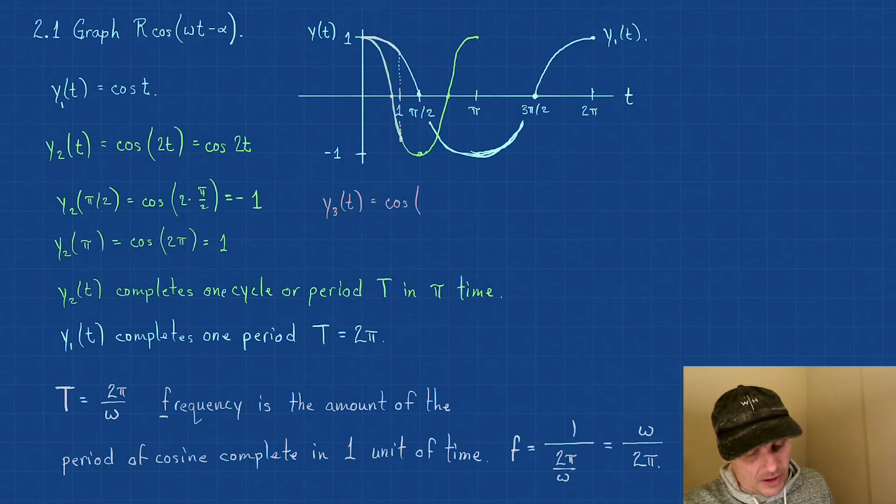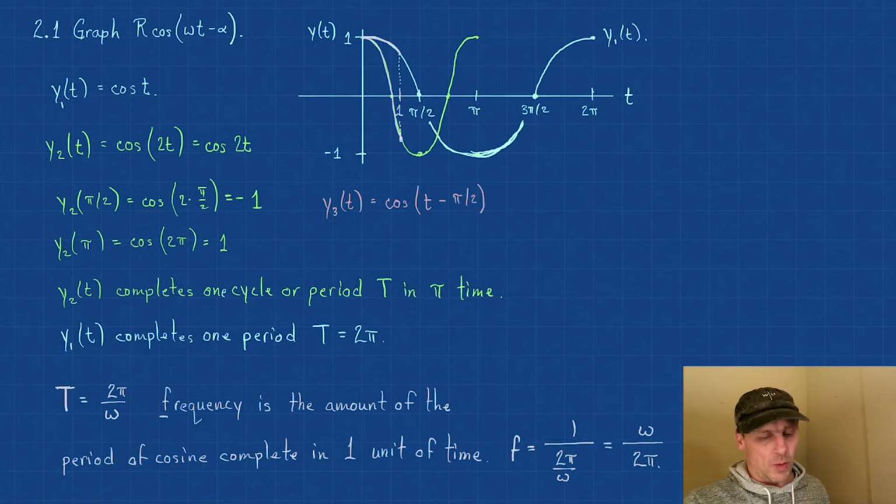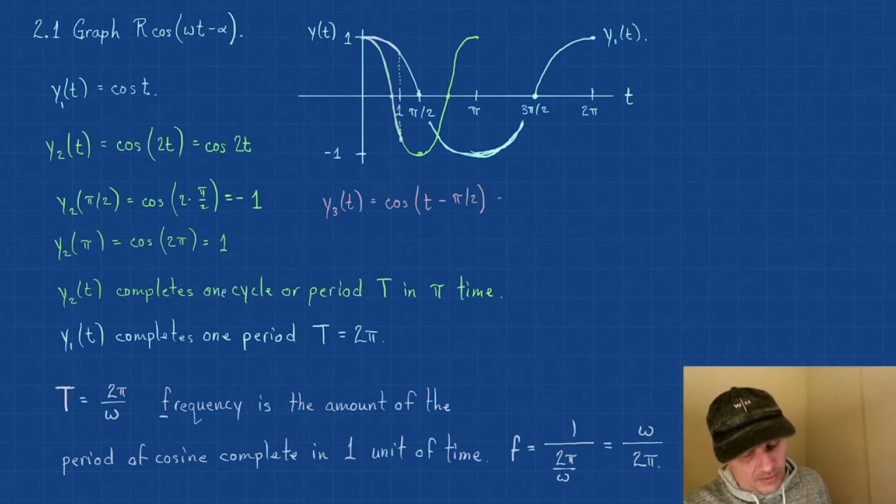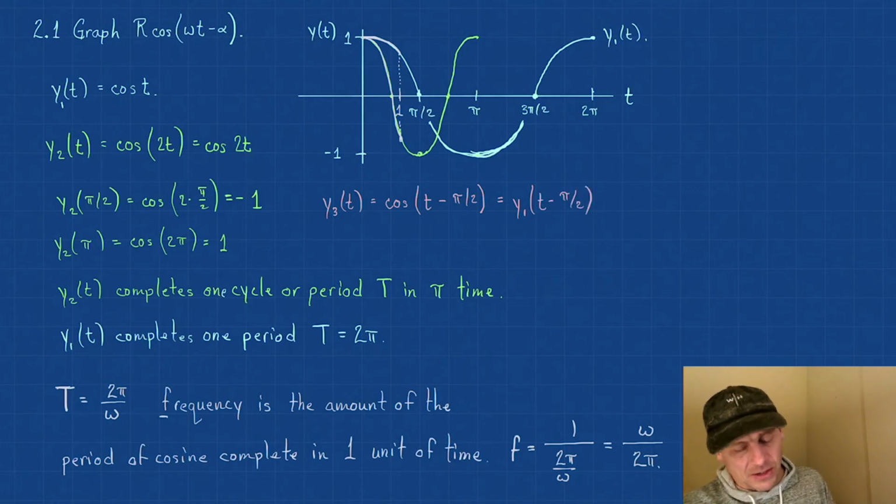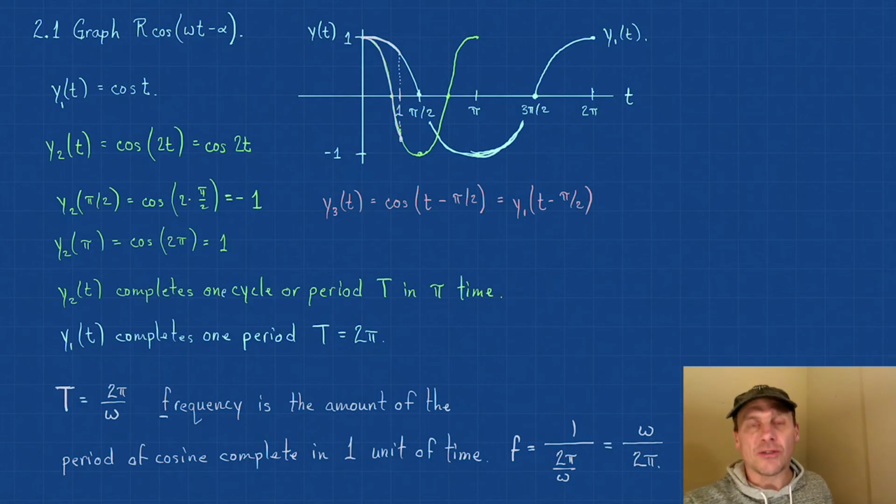The cosine of t minus pi over 2. T minus pi over 2. Well, what that does is it takes y1, because really what this is equal to is y1 of t minus pi over 2. Well, that just creates a shift. That just creates a shift to the right.